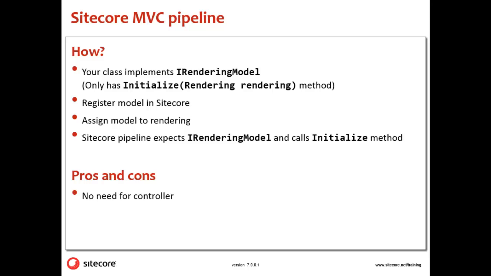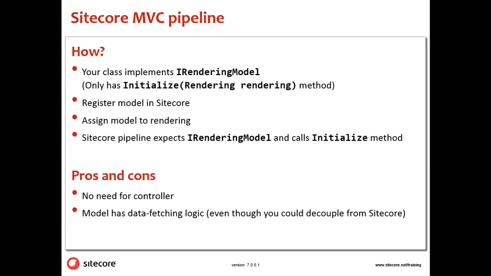What are the pros and cons of this approach? Well, we don't need to create a controller, so we can continue using view renderings with our custom model. However, you now have data fetching logic inside the model. My example is even worse because I've used FieldRenderer.Render directly inside the initialize method, which means you now have a dependency on Sitecore. You could, of course, decouple the model from Sitecore by passing off the data population responsibility to some kind of repository or a method elsewhere. Finally, some MVC developers might balk at the idea of an initialize method, which isn't commonly seen in MVC. However, you could always rewrite the pipeline and get rid of it.